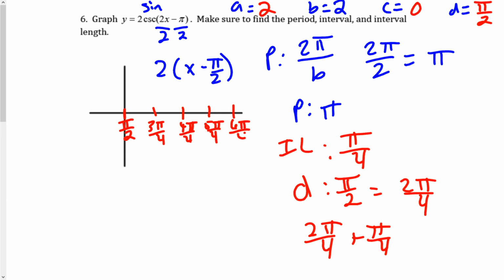Okay, and then you can do a little test. What's the difference? How far is it from 2 pi fourths to 6 pi fourths? The distance of 4, right? 4 over 4, isn't that 1? So when I get pi, my period length is pi. So that's a little check, right?